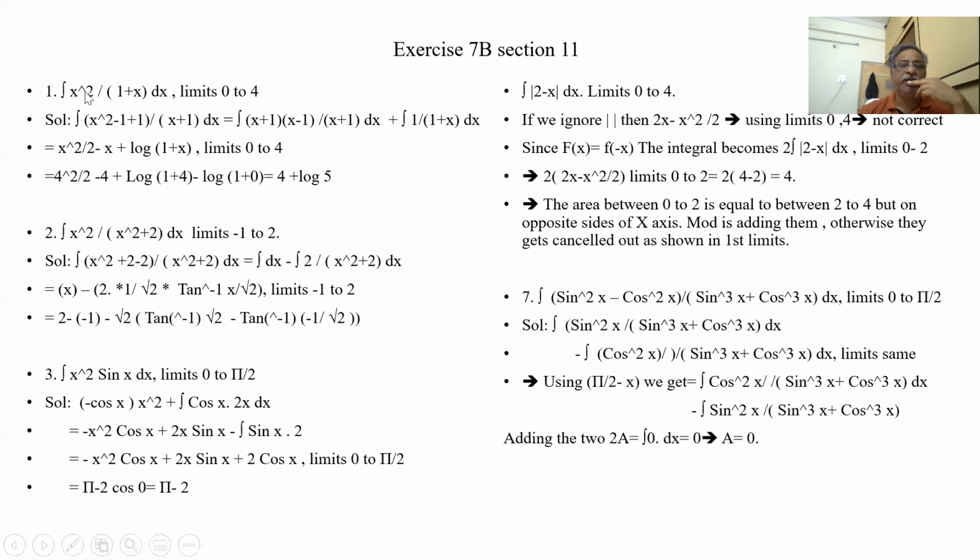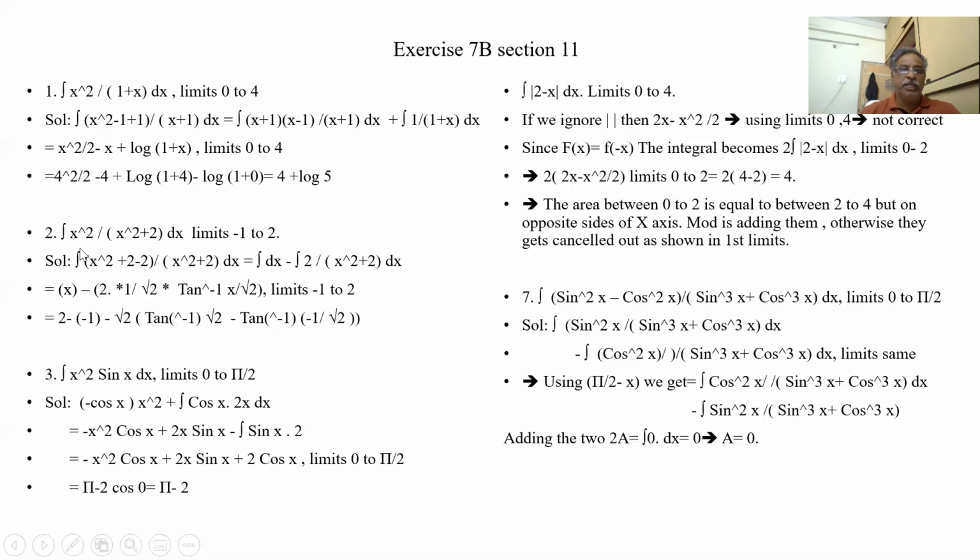So x square minus 1 plus 1. So x plus 1 into x minus 1, plus 1 by x plus 1. This is log of 1 plus x. This becomes x plus 1 get cancelled, x minus 1. So x square by 2 minus x plus log of 1 plus x. You substitute the limits. So I'm getting 4 plus log 5. So here I am not using any formula because it is of no use using any property. So I have to simply solve the integral.